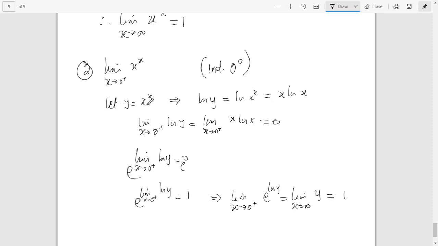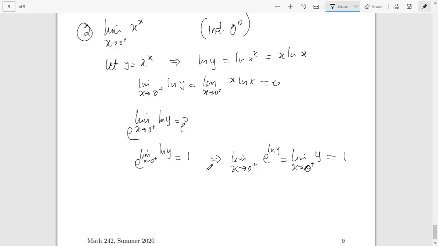But what was my y? My y is x raised to the power x. That tells me, in conclusion, that the limit of my y, which is x to the power of x, as x goes to 0 from the right, is equal to 1. And that is that. So we've seen various techniques that we can use to compute limits, and I hope you remember these techniques. This brings us to the end of chapter 6, which deals with inverse functions.